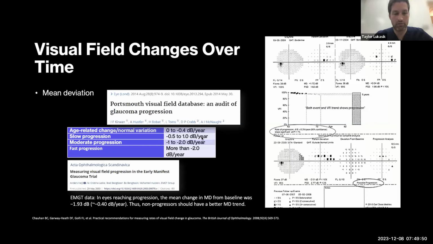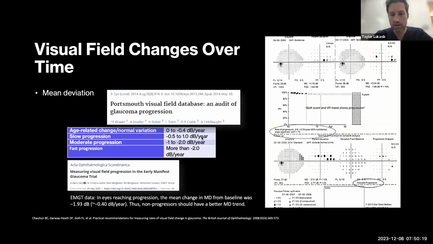We know from the Early Manifest Glaucoma Trial that in eyes that reach progression, the mean change in baseline was around 1.93 decibels a year, which is just around the 0.4 decibel threshold. Therefore, non-progressing eyes should have better mean deviation trends than progressing eyes.